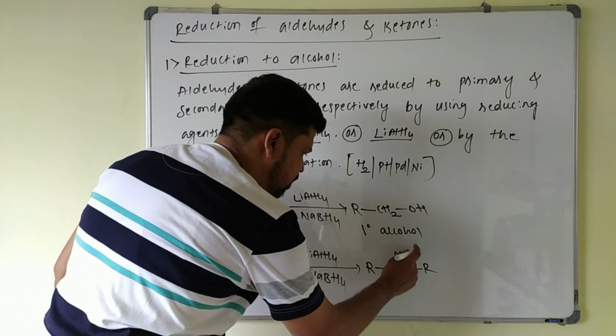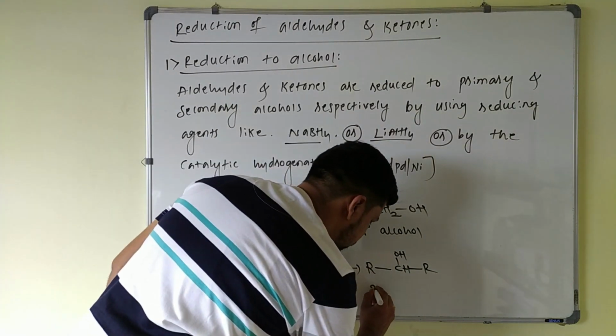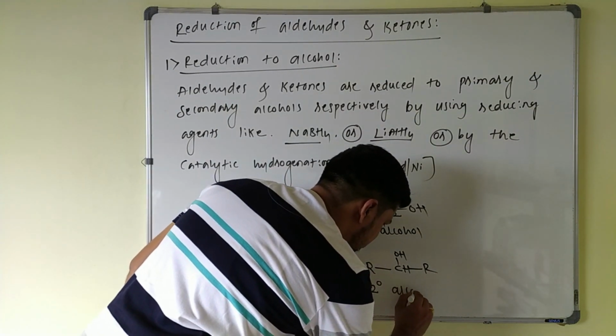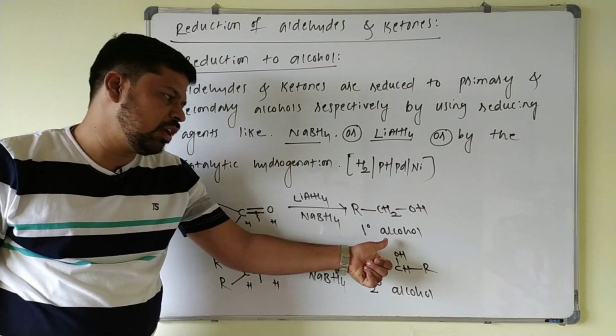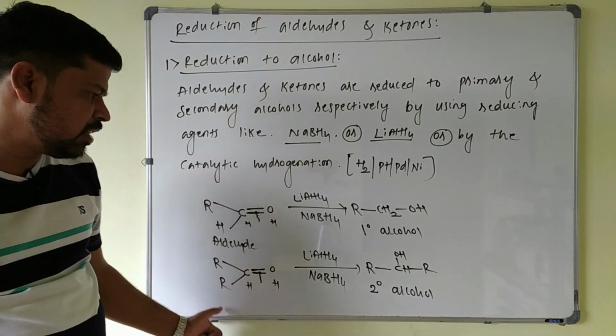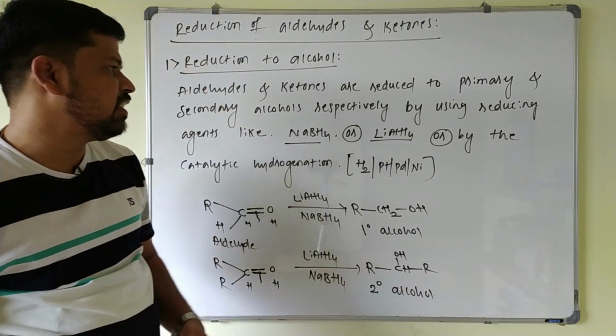So if the OH is present on the secondary carbon atom here, you will get a secondary alcohol. So aldehydes upon reduction give what? Primary alcohol. Ketones upon reduction give what? Secondary alcohol. We will write the examples now.